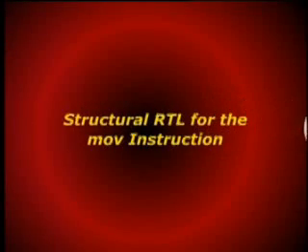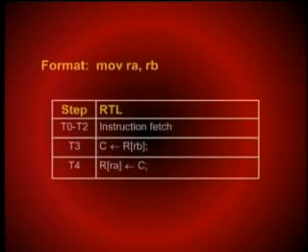The table shows the structural RTL description for the move instruction. Move RA, RB means that the data available in RB should be moved and placed in the destination register RA. RB gives the source and RA gives the destination register.